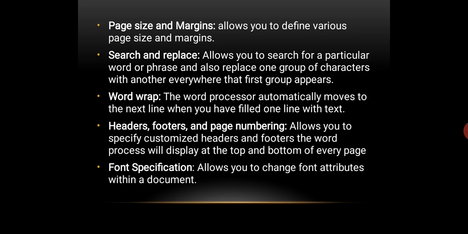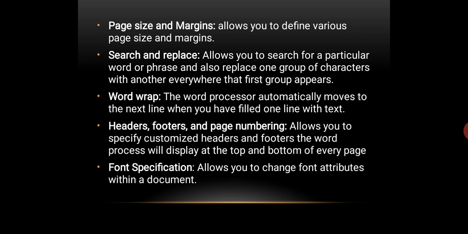Now we have search and replace. This allows you to search for a particular word or phrase and also replace one group of characters with another everywhere that first group appears. For instance, you typed a document and a particular word appears in so many places, and you don't want that particular word again. You want to replace it with a different word. Let's say that word appeared 1,000 times in that document. What do you do? Will you start replacing it one by one? No. With search and replace, it gives you the opportunity to replace that word at a time.